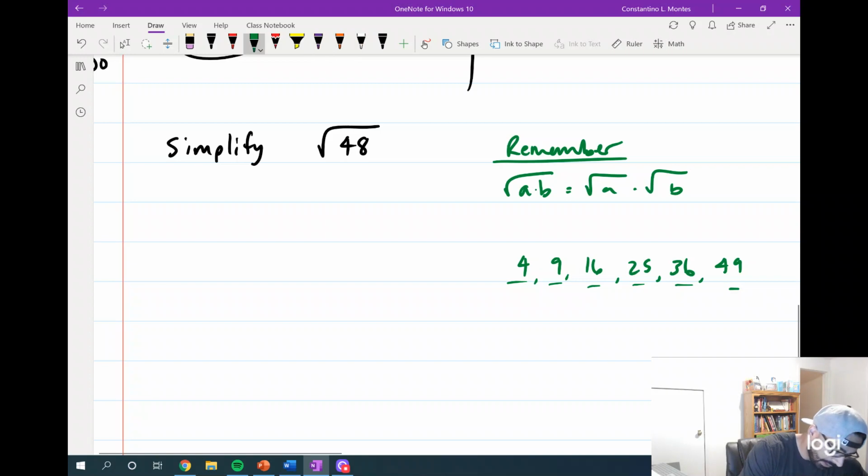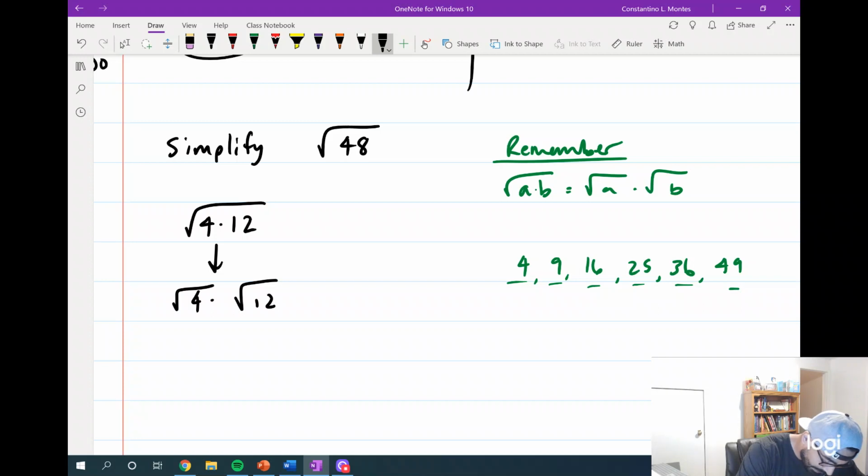In fact, I can rewrite this as 4 times, what would that be? 12? Is that right? Yeah, that's right. Okay, so now I can simplify. The square root of 4 times the square root of 12, and the square root of 4 is 2, so that's 2 root 12. And you might think I'm done, but here's the thing.